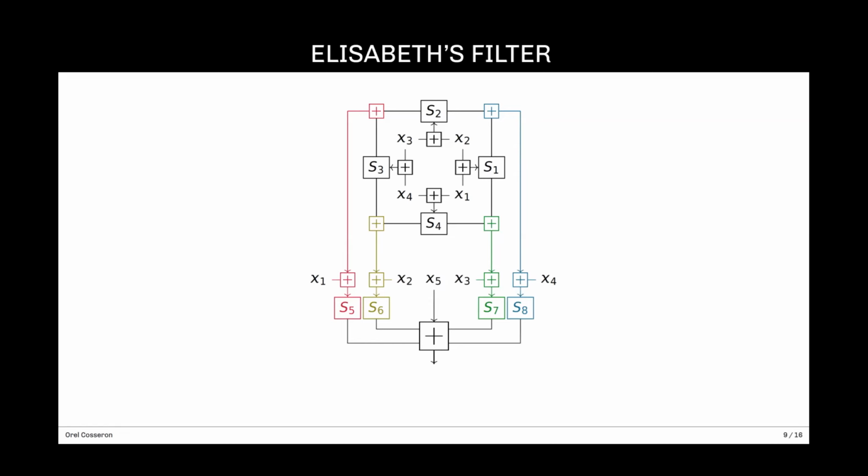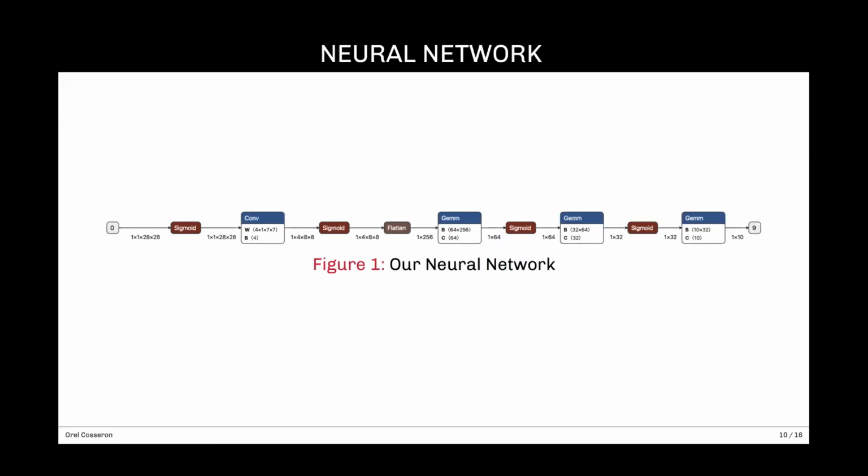And this is just a part of the full filter, and the actual filter is this operation done 12 times in parallel. So the entire filter of Elizabeth consists of 96 bootstraps, but you only pay for 2 of them thanks to multi-thread. So now let's have a look at our use case.